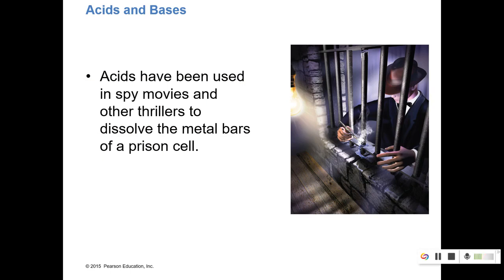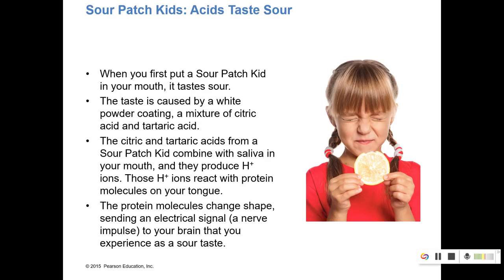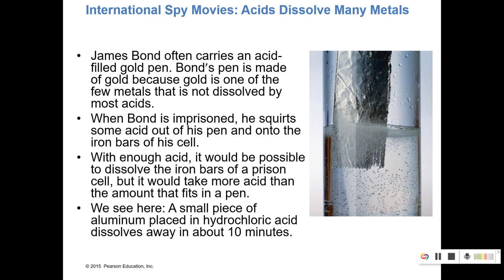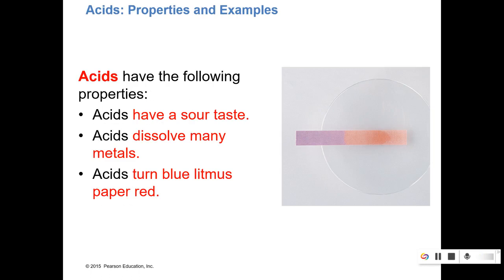Acids have been involved in lots of movies and TV shows over the years. And acids are the reason things taste sour. We're going to talk about that more in a little bit. In fact, acids have even been in James Bond movies where he has a pen that's filled with acid and he's able to melt prison bars with the acid. And that does actually do that. Metal will dissolve in an acid.